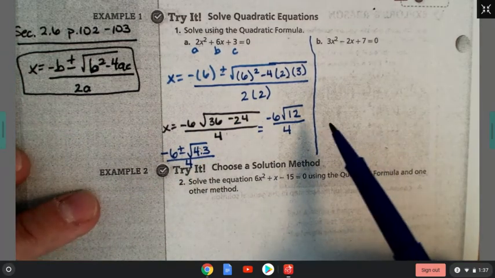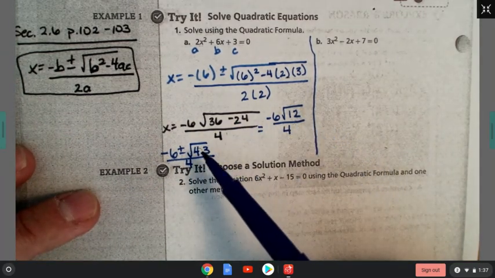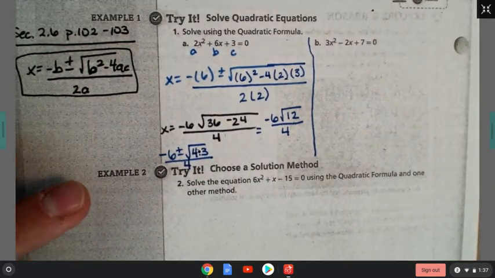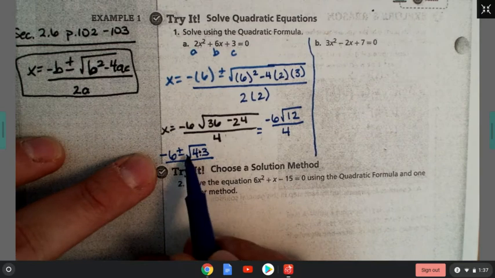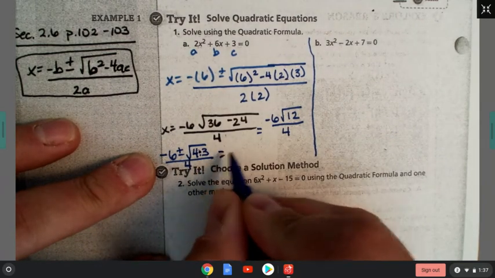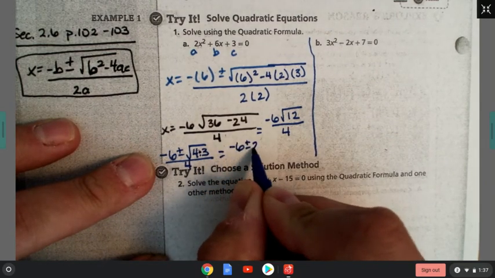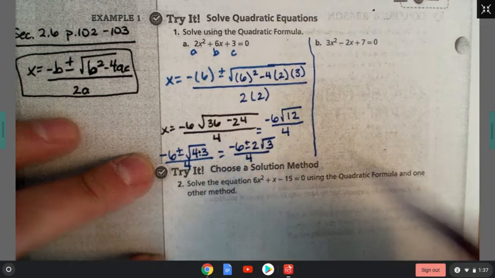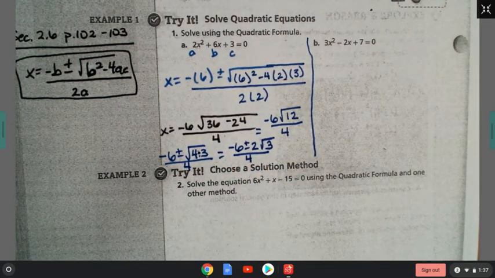Okay, so I split up the 12 into 4 times 3. That's a multiply, not 4.3. And then the square root of 4, hopefully we all know, is 2. So this becomes 2 square root of 3 over 4. All right? So I split up the 12 into 4 times 3, and then the square root of 4 gave me the 2 that I put in front.